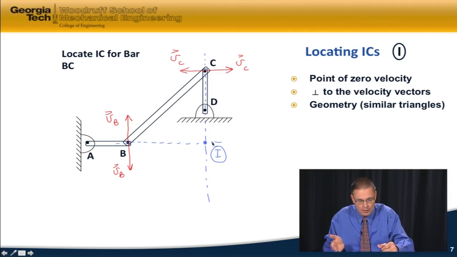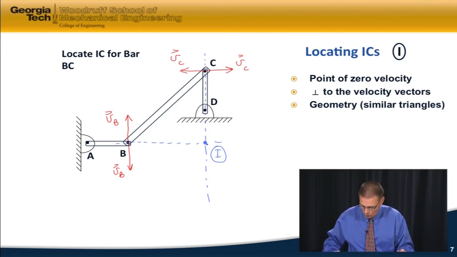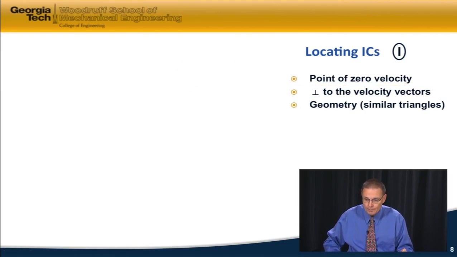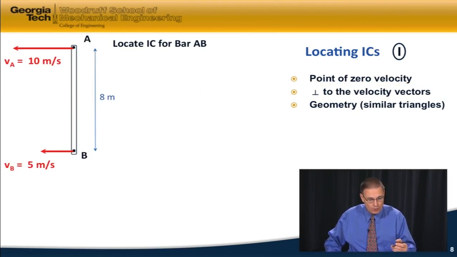Similarly, in the opposite direction, if B was going down, VC would go to the left, and bar BC would again rotate about the instantaneous center at this snapshot in time. So that's the second way for locating ICs. The last way is to use geometry.